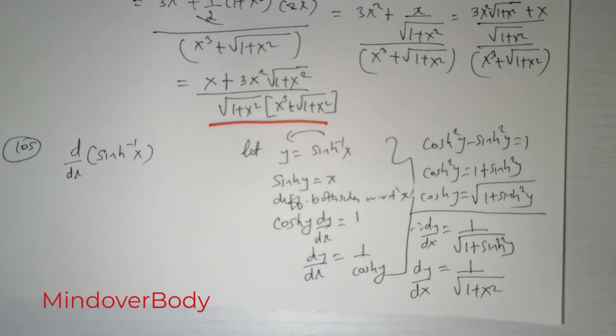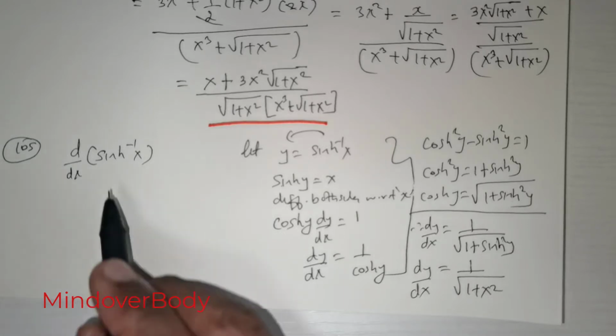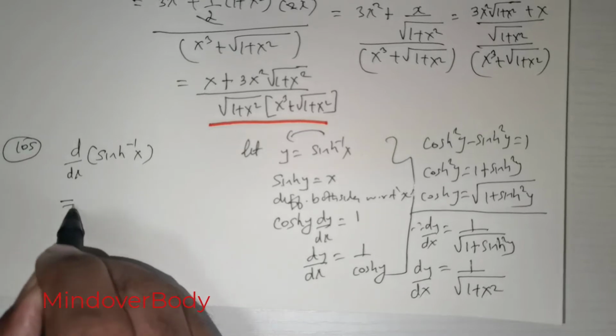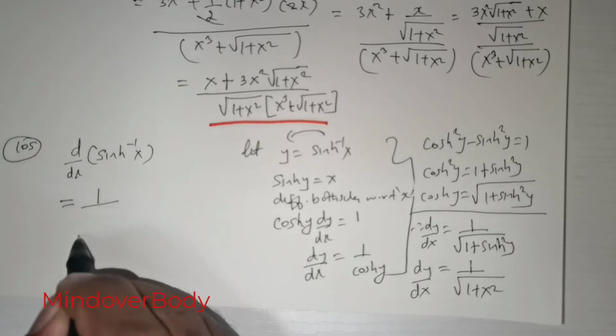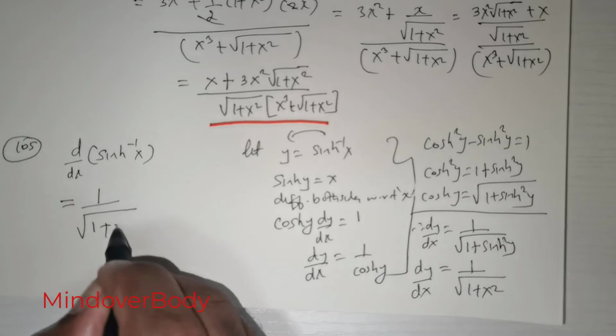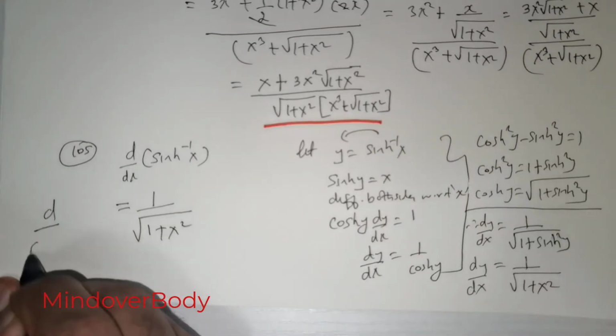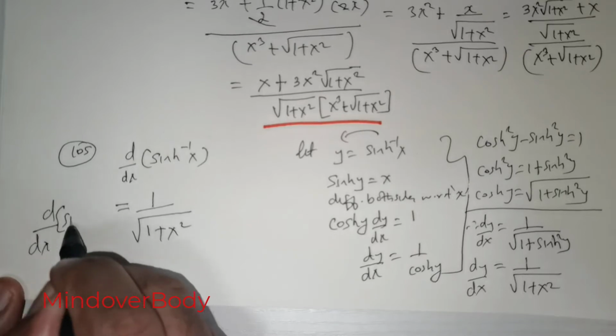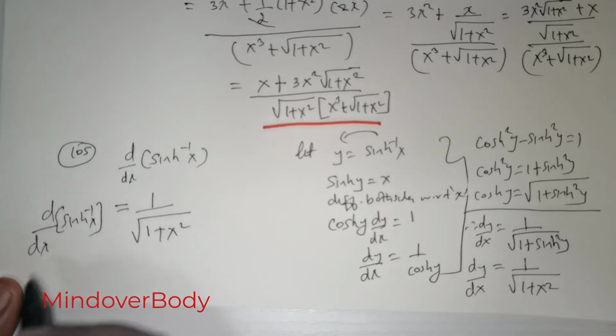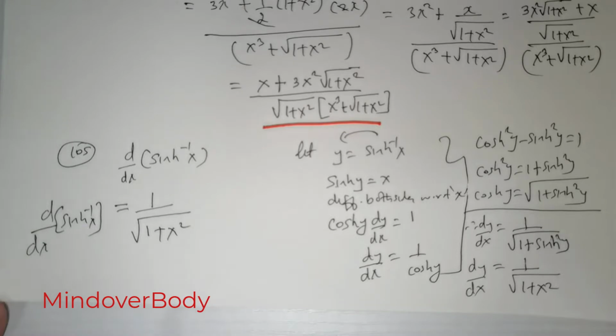So what we have done here, we have obtained the differentiation for sin inverse of x. So the solution is going to be 1 over root of 1 positive x squared. On the left hand side it's going to be differentiation of sin inverse of x. So this is a very important result.